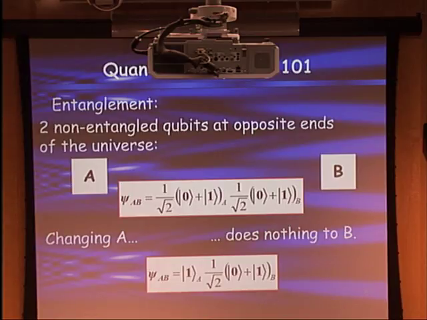That's kind of normal. If I did that with my classical bits, that would have been the same thing, right? It would take 15 billion years for light to travel from one to the other, so even if there's an interaction between the two, B wouldn't know about this for a very long time. So perfectly normal.